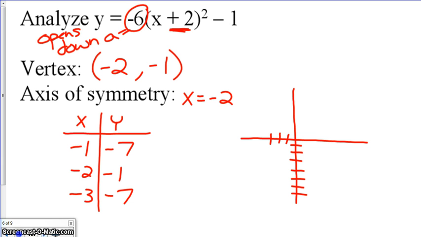All right, so we plot our points, vertex, and you can see when you trace it out, it is going to be a little narrower. So there's our graph.